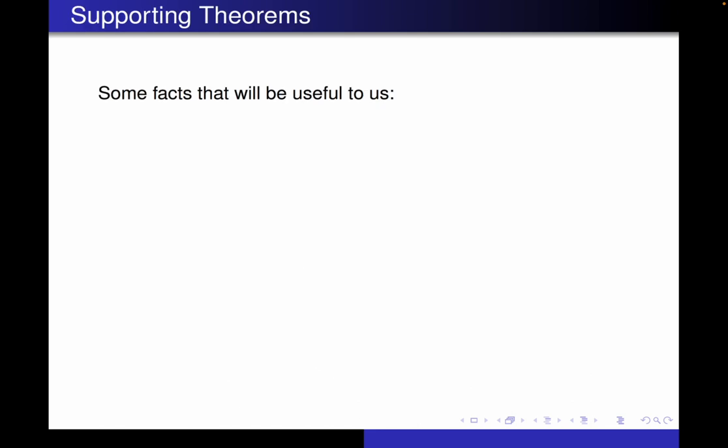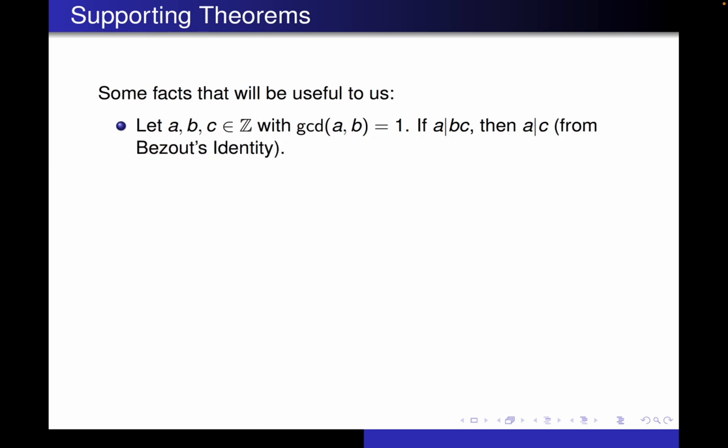So here are some facts that can be useful to us that we've either proven or that are not so hard to see how they'd be proven. Suppose that you have three integers a, b, and c such that the GCD of the first two, a and b, is equal to 1. Then if a divides evenly into bc, then a divides evenly into c as well. And that is a fact that follows from Bezout's identity that we proved in the activities.